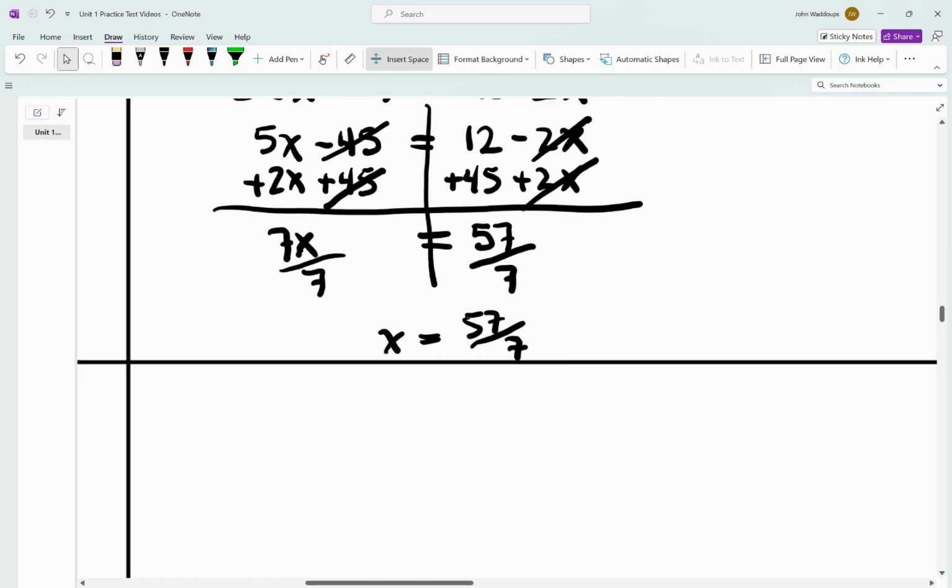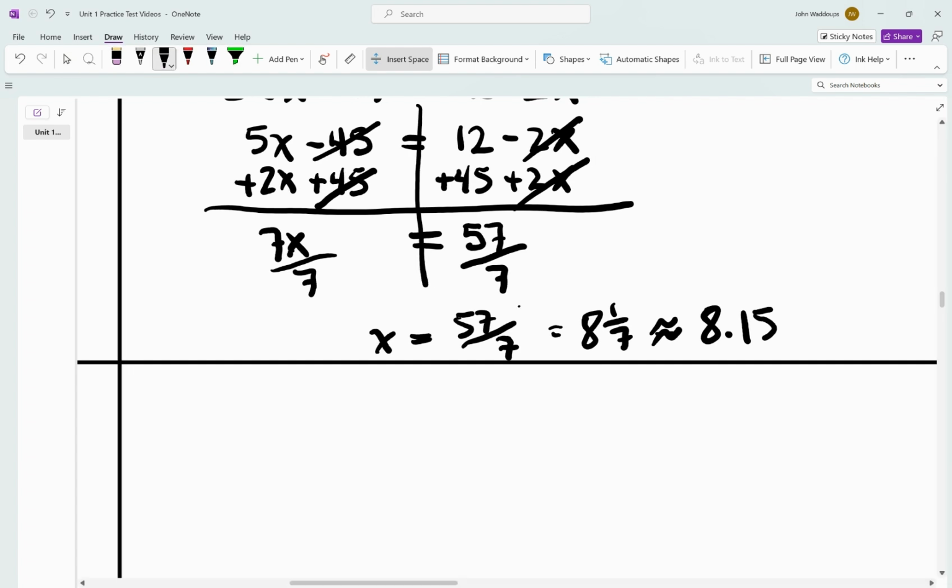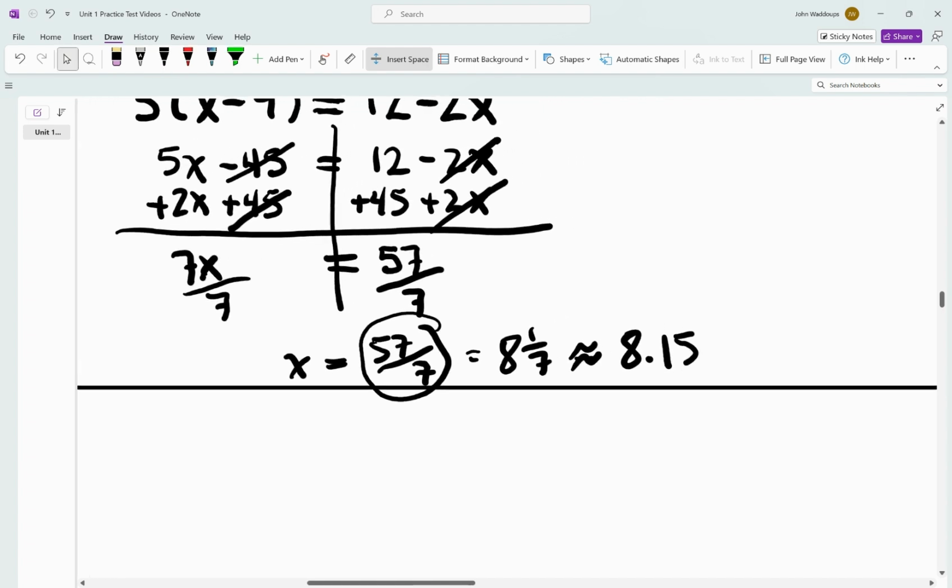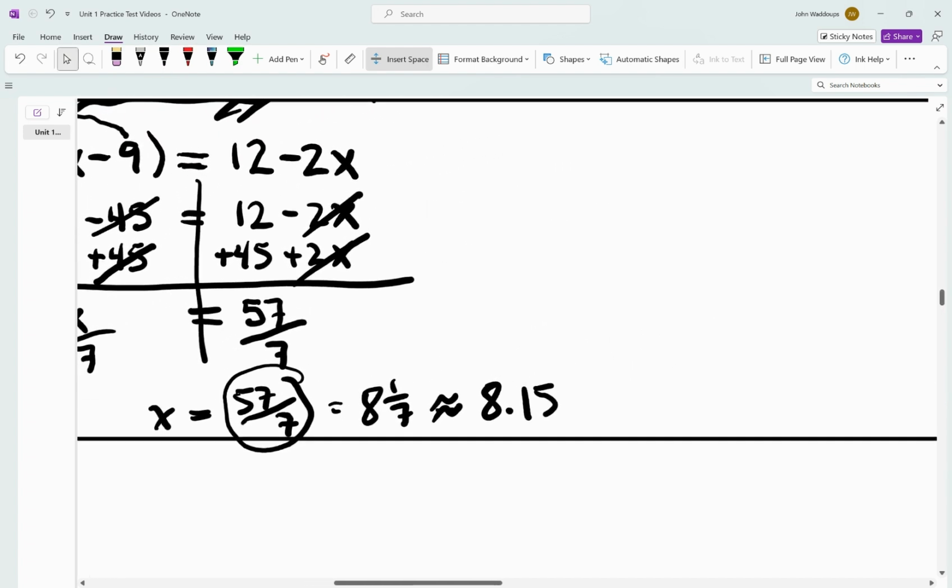Now, I might just leave it like that. You could rewrite that 57 sevenths in a lot of different ways. 7 goes in there 8 times with 1 left over, so you could write that as 8 and 1/7, or you could write that as a decimal and maybe round it to the hundredths, let's say. This could be 8.148, approximately 8.15. That's approximately true there. But I actually prefer the improper fraction like that. If you can simplify it, you should, but you can't in this case.